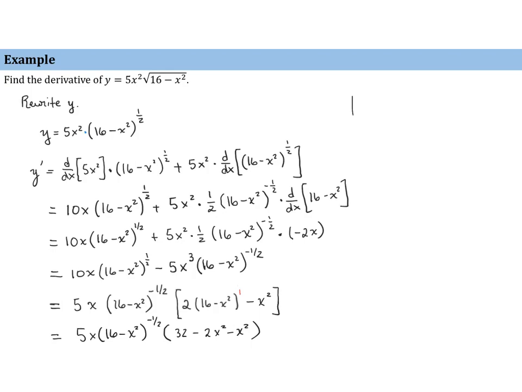And again, tidying up because we see a negative exponent and then we also see some like terms. This will equal 5x times 32 minus 3x squared all over the square root of 16 minus x squared. Or you could have left that as 16 minus x squared all to the positive 1/2 power.